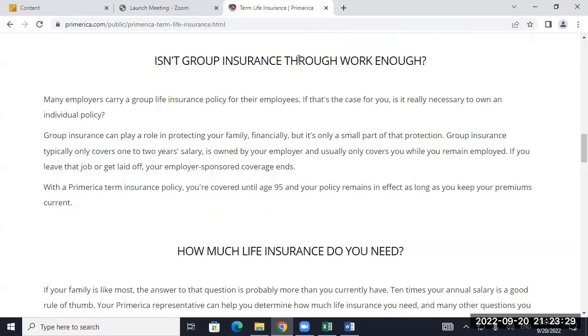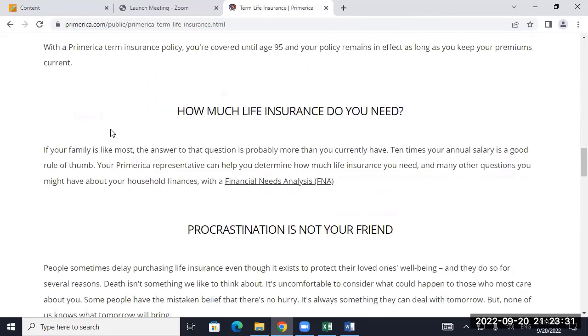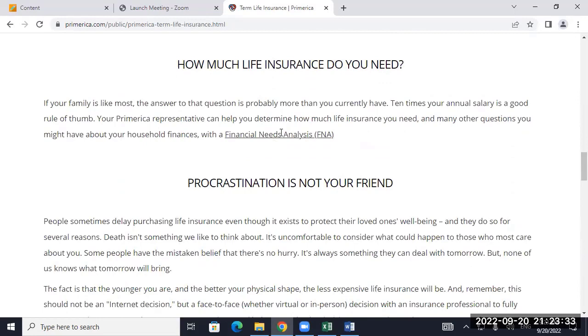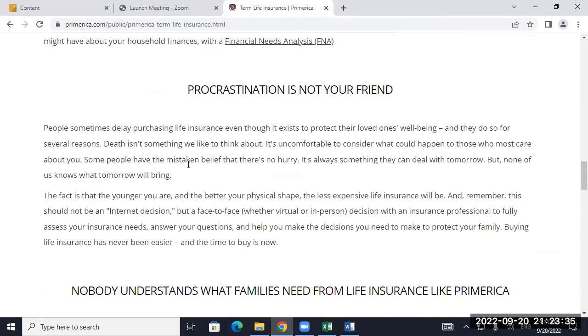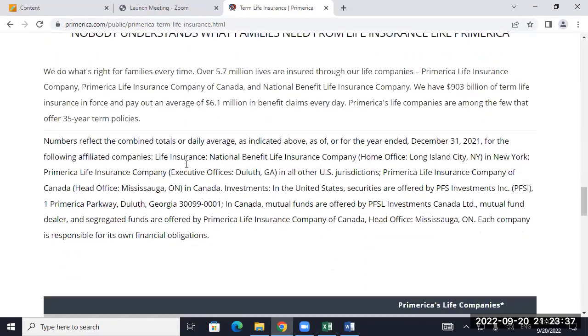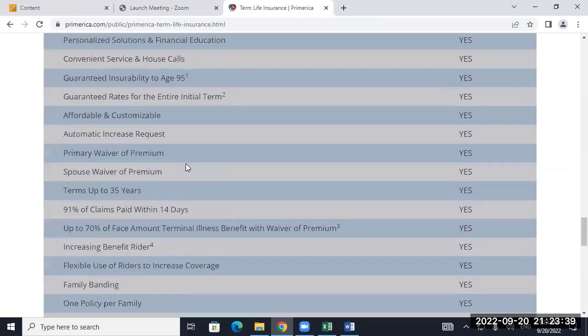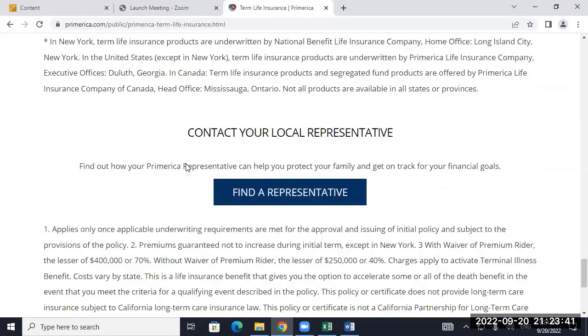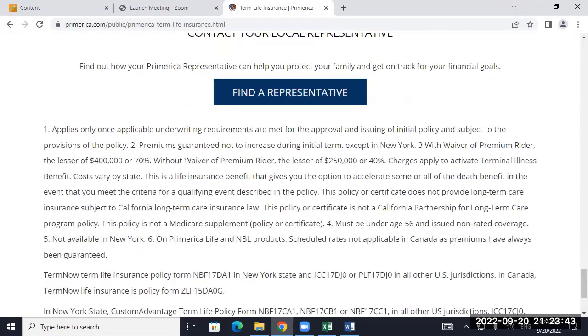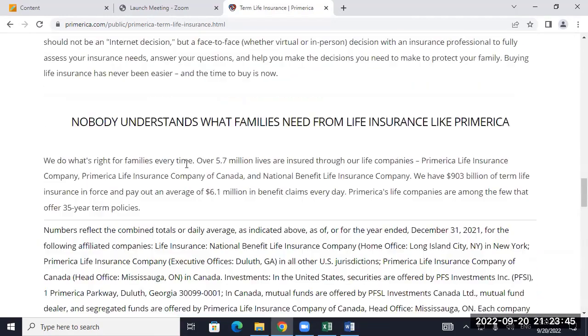Isn't group insurance through work enough? How much life insurance do you need? They apparently have a calculator on here. So their website has definitely changed. I don't see buy term and invest the difference anymore. So I don't think they're making that argument anymore.